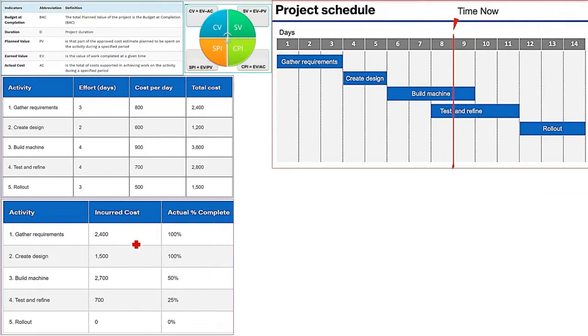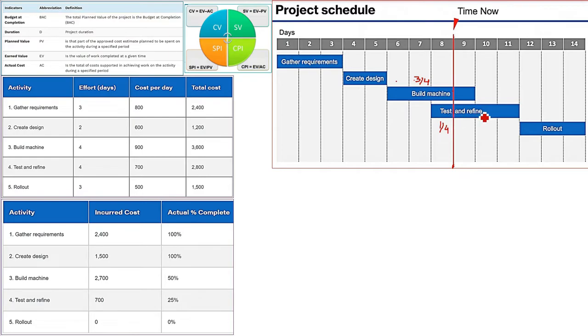Now there is one more table, and this is also input. At the end of 8th day, the total incurred cost is also given in the table. And this is also known, what is the actual percentage completion. So build machine, if you see here, this is taking 4 days, but just 3 days happened. So only 3/4 work is completed, or 3/4 schedule is completed.